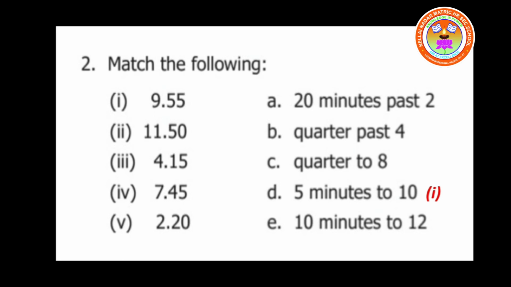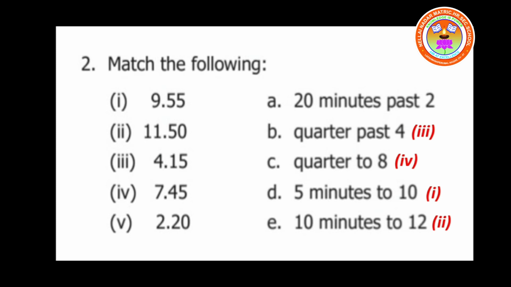11:50. So 11:50, where will it come? 10 minutes more to 12. So option E. So second answer is option E, 11:50. That is 10 minutes to 12. Next, third subdivision, 4:15. That is quarter past 4. 7:45. So quarter to 8. To 8 o'clock it is 15 minutes more. So you can write quarter to 8. That is your fourth option.